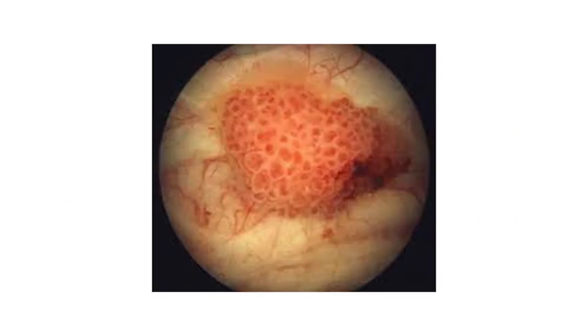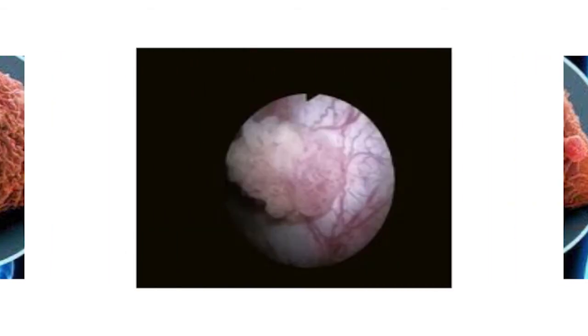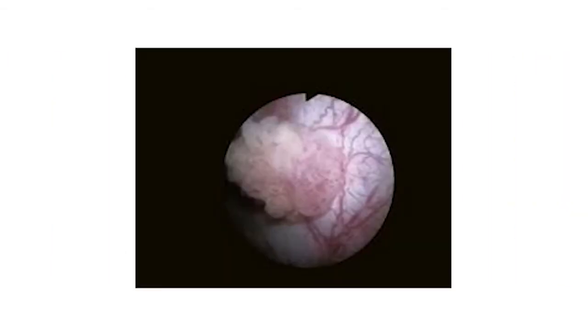Dear students, here is the picture of the transitional cell carcinoma of the bladder. You can see it on your screen. This is another image showing the papillary type of carcinoma of the bladder, and this is the villous type of carcinoma of the bladder.